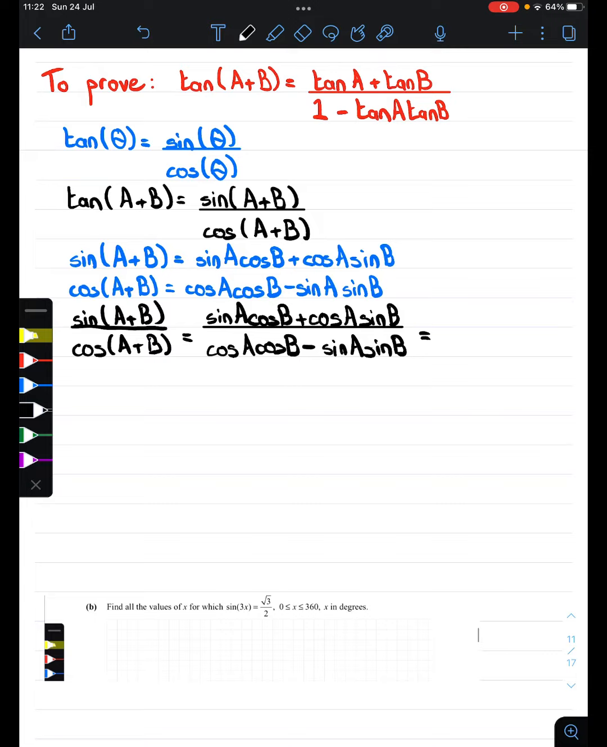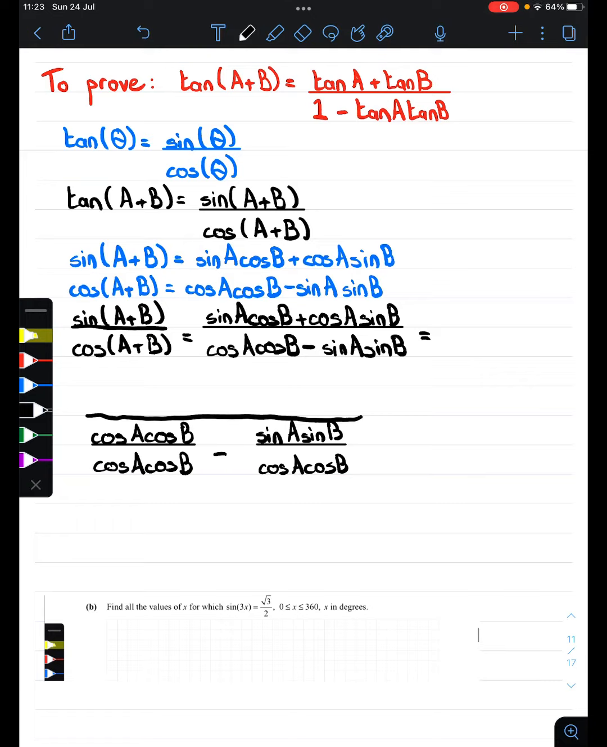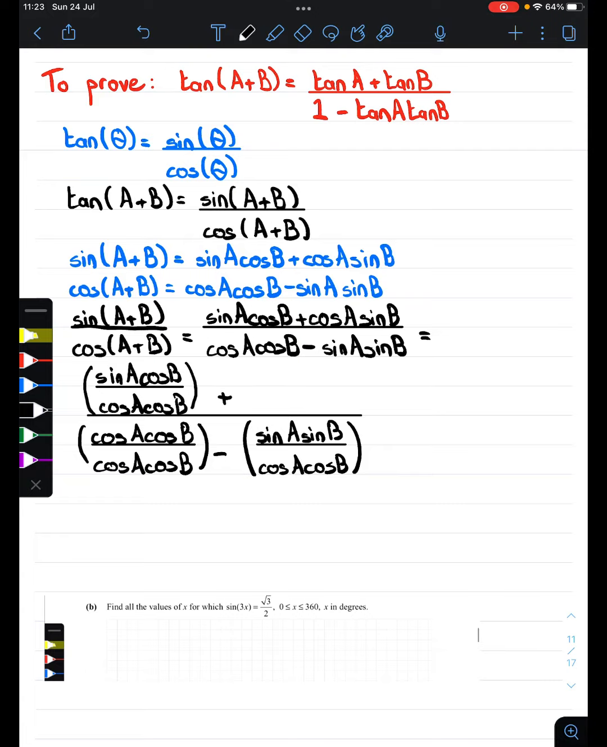If we divide the bottom, so cosine A cosine B over cosine A cosine B, and then we have to divide this to make sure that everything is still equal, sine A sine B over cosine A cosine B. And then all this is over, let's put this in brackets, sine A cosine B over cosine A cosine B plus cosine A sine B over cosine A cosine B.